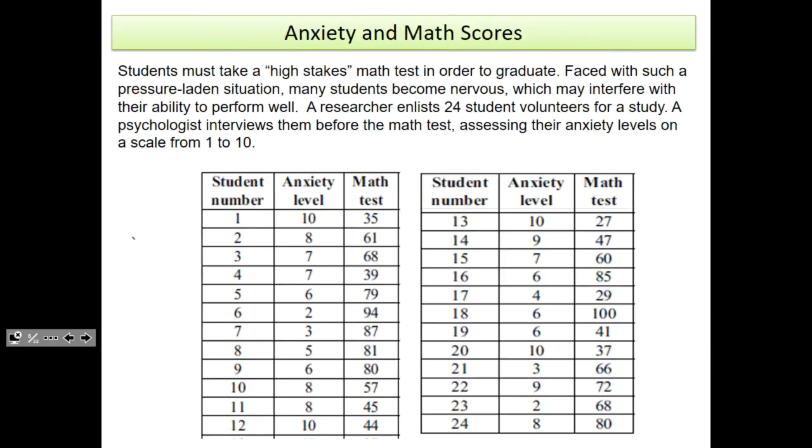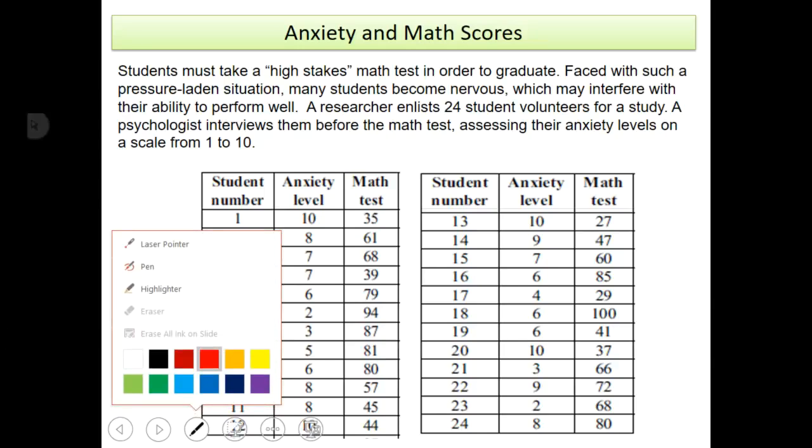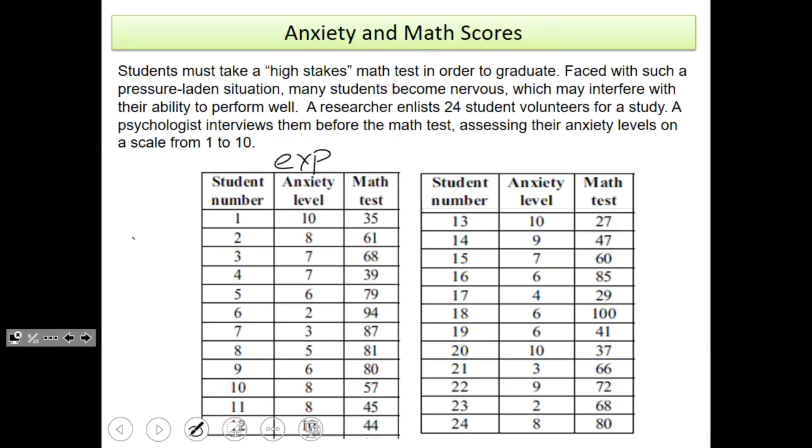So this is what we did. We had a chance to do a little exercise in class. You got to do some of it at home, where students take a high-stakes math test in order to graduate. With such pressure, many students become nervous, which may interfere with their ability to perform well. Researcher gets 24 student volunteers for a test. Psychologist interviews them before the math test, assessing their anxiety on a scale of 1 to 10. Then I have them take the math test. We will see is there some kind of association. Is there a correlation between the anxiety before they took the test and the math test score they achieved? Which kind of tells me my anxiety level must be my explanatory variable since it's happening first. And that means my math test must be my response.